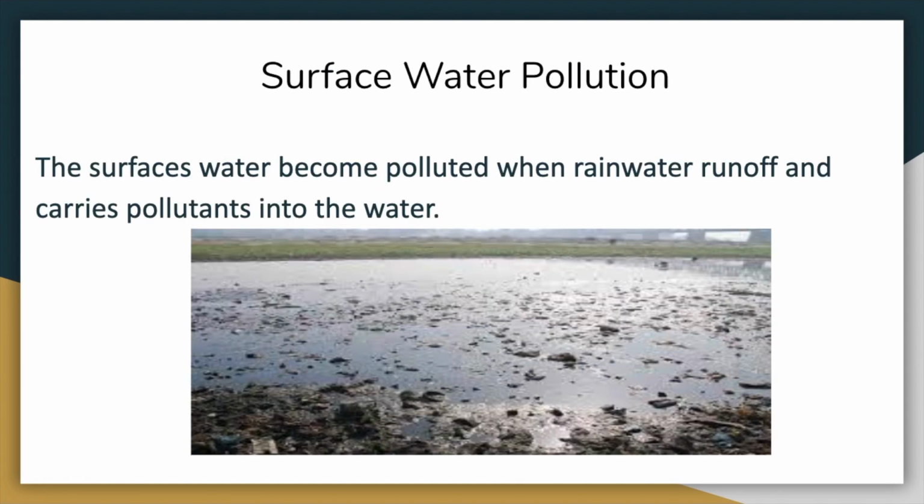Surface water pollution. Surface water pollution is the pollution of aquatic systems that are above the ground, such as streams, lakes, and rivers. These waters become polluted when rainwater runoff carries pollutants into the water.